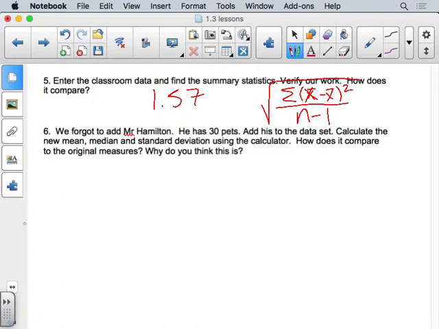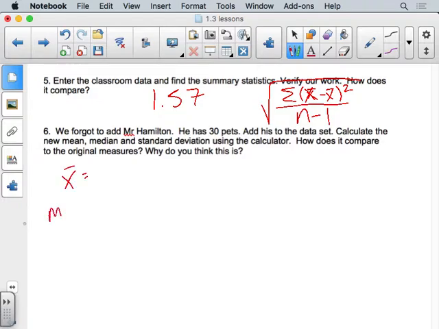Basically, us doing it by hand was all the same except that n-1. So just feeling good about using our symbols and addressing that. Okay, we forgot that I'm a crazy person and that I have 30 pets, not 0. I put in 0, I forgot. I actually have 30. Okay, so what does that do to our mean, median?